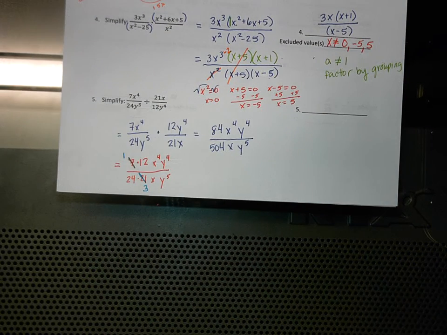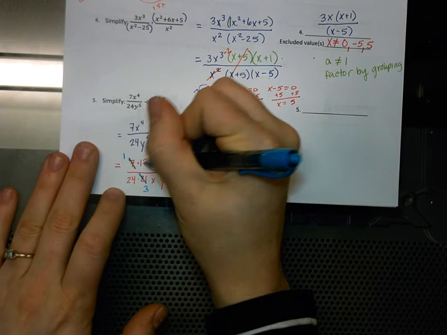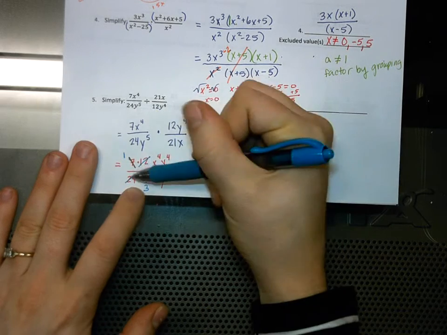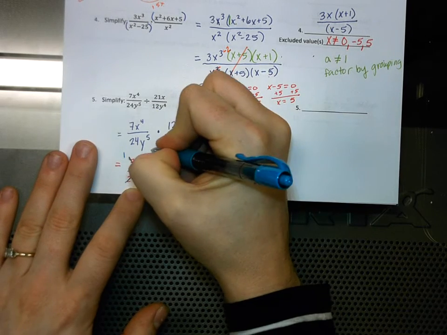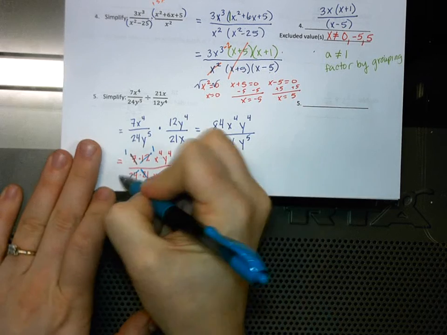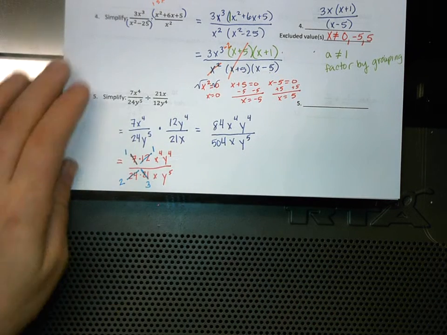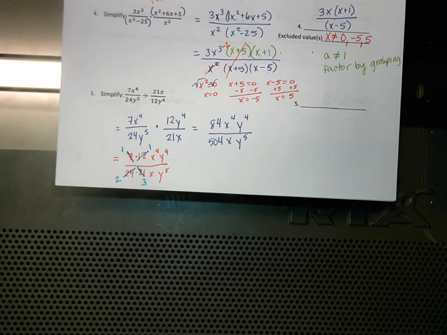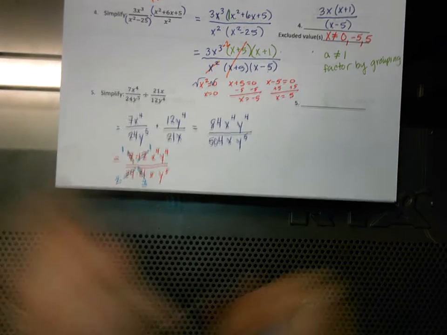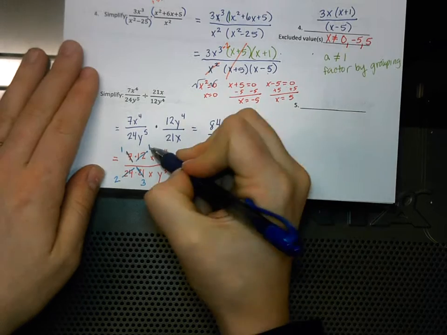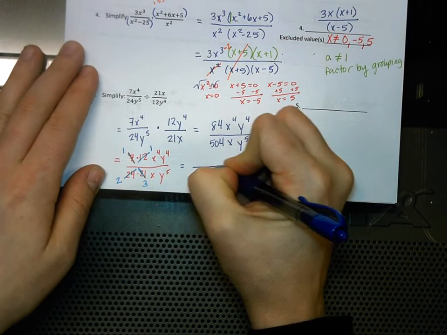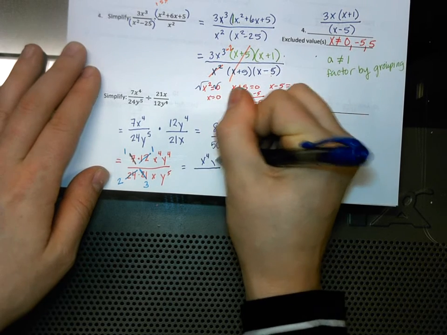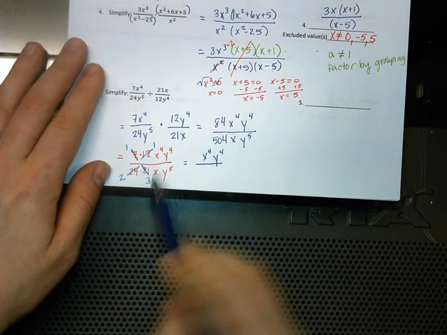All right. Over here, if I divide by 12, are these numbers both divisible by 12? Yes, 12 divided by 12 is 1. 24 divided by 12 is 2. Okay, so for my coefficients, 1 times 1 is? Not a trick question. 1. 2 times 3 is?